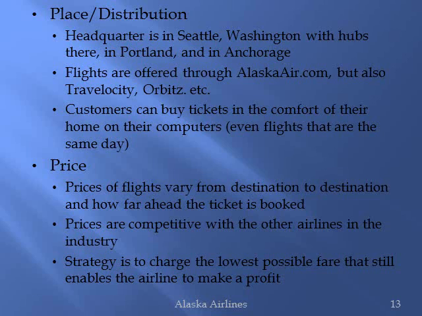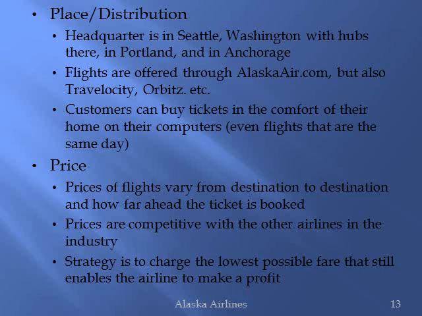The place and distribution aspect of the marketing mix includes a headquarters in Seattle, Washington, where Alaska Airlines has hubs in Seattle, in Portland, and in Anchorage, like said before. Their flights are offered through alaskaair.com, where most of their tickets are sold, but tickets are also sold through other sites like Travelocity and Orbitz, where prices can be compared between airlines. Also, customers can buy tickets in the comfort of their own home on computers, even flights that are the same day.